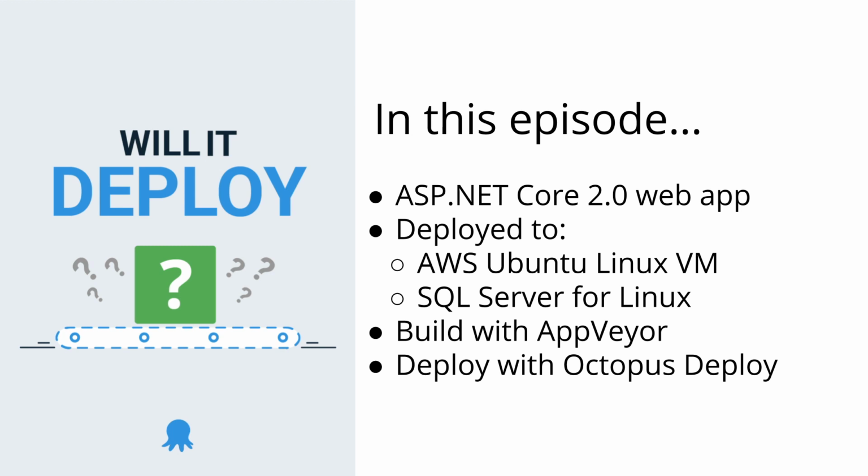We automated the deployment of an ASP.NET Core web app, including database updates, and deployed to an AWS Ubuntu virtual machine with SQL Server for Linux as well. We built our app with AppVeyor, and it automatically created an Octopus release and deployed it to our staging environment. This was relatively easy to automate and configure for a fast, repeatable, and reliable deployment.